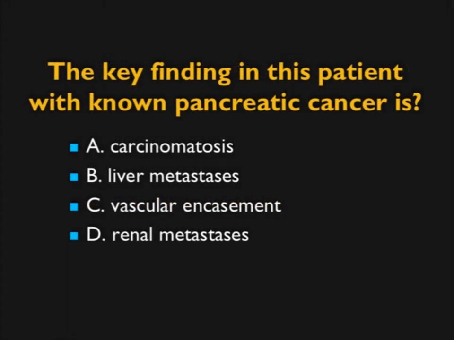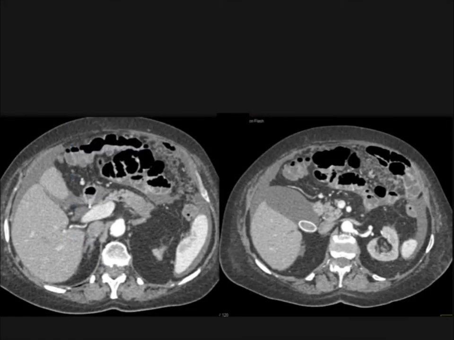In this case, what's the key finding in this patient with pancreatic cancer? Well, there is ascites. I don't see a liver metastasis. I see a gallstone. I don't see vascular encasement, but there could be, but I don't have all the images. And a little bit of the kidney I see looks fine. What I do see is a beautiful example of carcinomatosis.